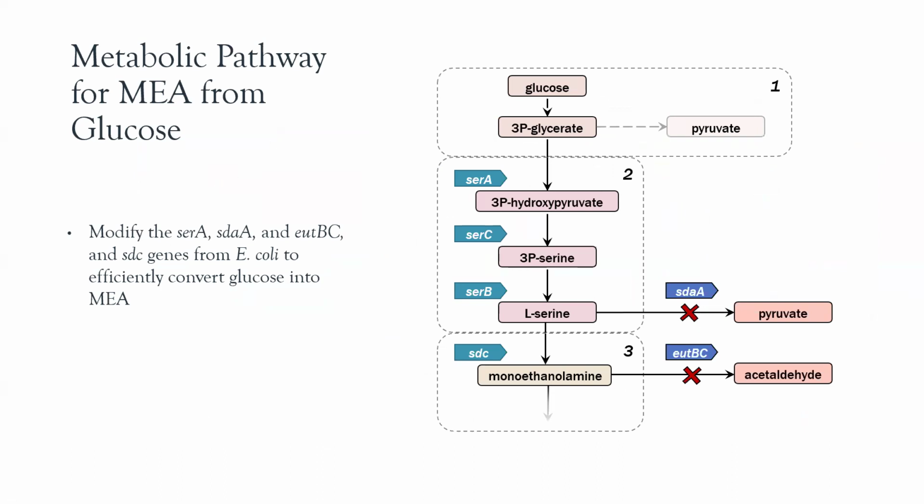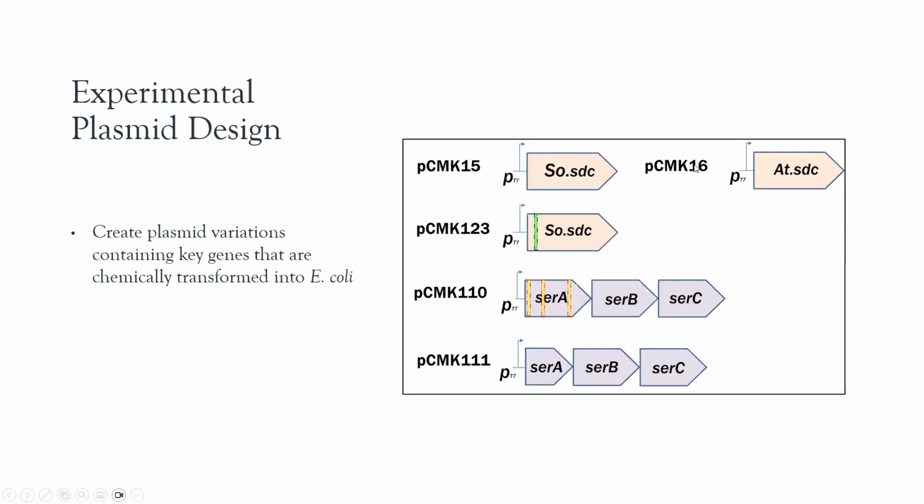Here's the metabolic pathway for MEA from glucose in E. coli. As you can see at the top, you start off with glucose, and through a series of different enzymes shown in blue arrows, you convert into intermediates that ultimately get you to MEA. The genes of interest that we're going to highlight in this experiment are SDAA and UBC, which you can see on the right side. We delete those, and we modify the SERA gene to get us to the precursor molecule L-serine. And then we're also going to be playing around with the serine decarboxylase at the bottom, SDC, turning serine into monoethanolamine.